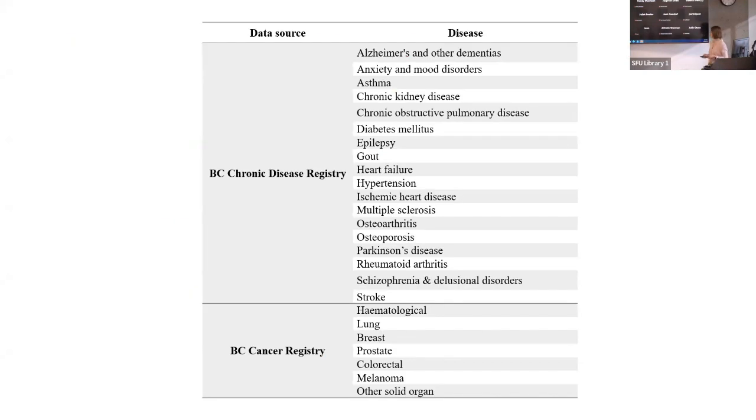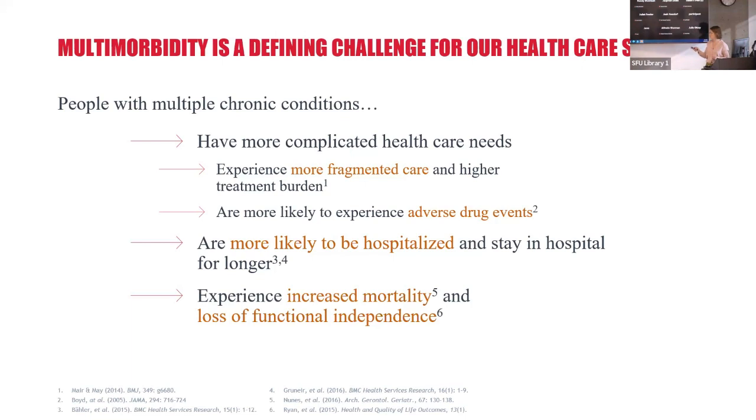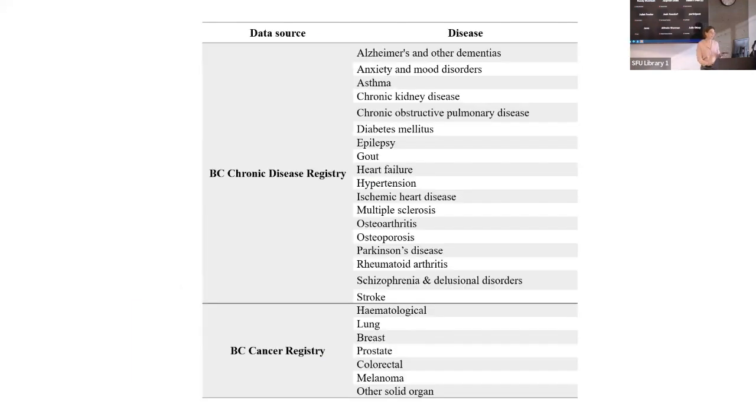Here's a list of the conditions that are present in our registries. What you can notice is a lot of them are really relevant for the concepts we've been covering so far. So we have stroke logged in the registry. We also have neurological conditions like Parkinson's disease, Alzheimer's disease and other dementias, diabetes, heart failure, hypertension, ischemic heart disease, etc. We also have a number of cancer subtypes.